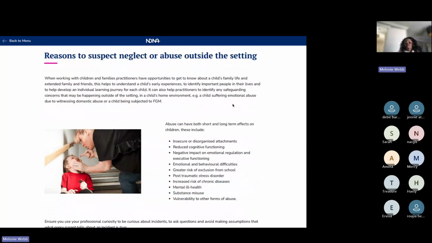So when working with children and families, practitioners have opportunities to get to know about a child's family life and extended family and friends. This helps us to understand a child's early experiences, to identify important people in their lives, and to help develop an individual learning journey for each child. It is why cultural capital is important.